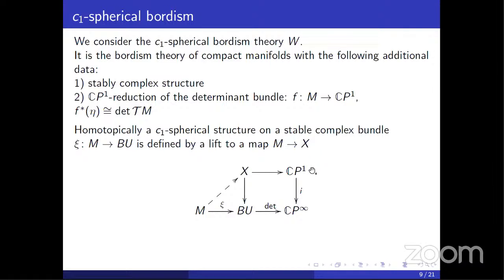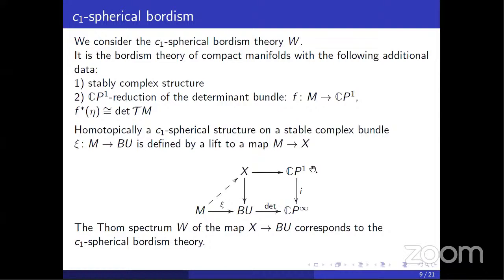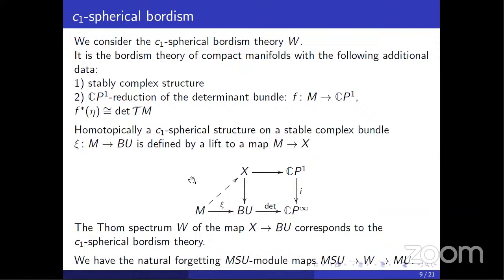And the Thom spectrum of the map X to BU defines the C1 spherical bordism theory, and we will denote it by W theory and W spectrum. And we have the natural forgetting maps of MSU modules, MSU to W to MU. And now about the connection of W with the operation delta.